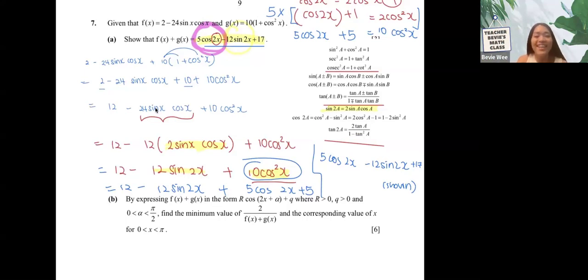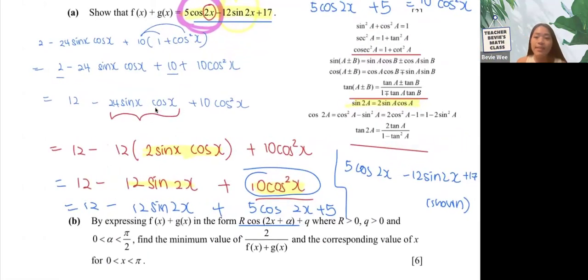First, they said by expressing f(x) plus g(x) in the form R cos(2x plus alpha). Isn't this exactly what we just did earlier? R formula. When you see the letter R, you know it's the R formula. No need to look at this. Look at your WhatsApp infographic. But in the exam, you cannot bring the WhatsApp, so you better memorize it.